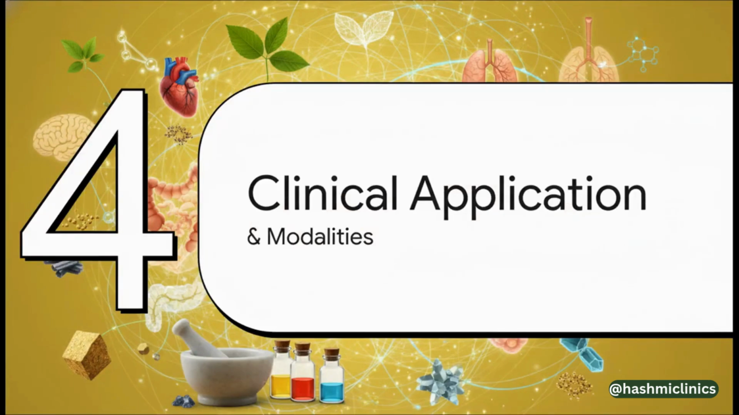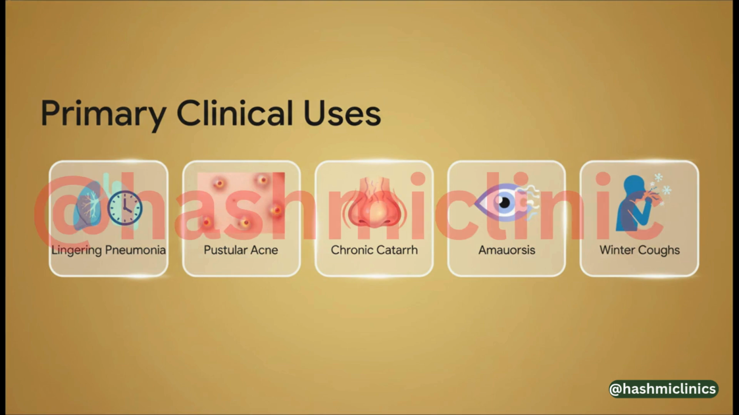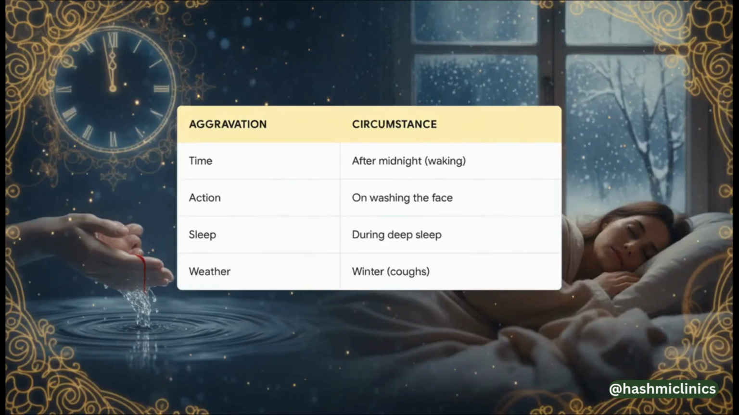Okay, so let's synthesize all these symptoms into a practical clinical prescribing model. We'll focus on the key indications and modalities. So these are your big ticket items. These are the primary conditions where you should have Antimonium Sulphuratum Auratum right at the front of your mind. If you encounter a case of lingering pneumonia, chronic catarrh, or some really difficult acne, this remedy should absolutely be on your differential list. The modalities give us those sharp defining features.